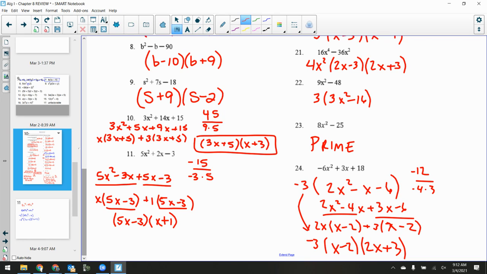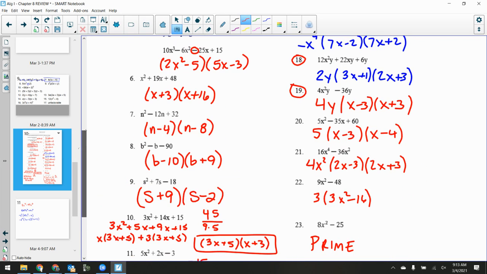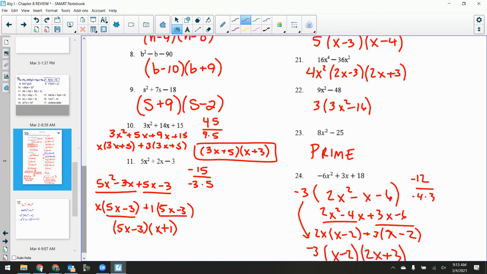18 here. We needed 18 and 19. Okay, so for 18, we got 12x squared y plus 22xy plus 6y. See, this is the warm-up problem that I gave you. It's very similar to it. The GCF looks like it's a 2y, because when I pull that out, I'm going to get 6x squared plus 11x plus 3. You follow me so far?